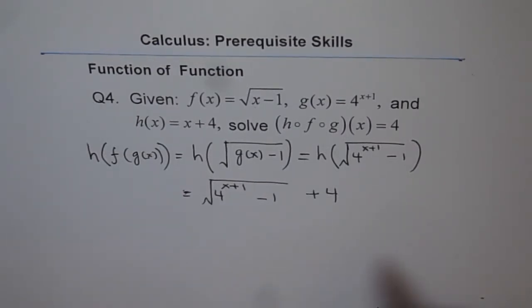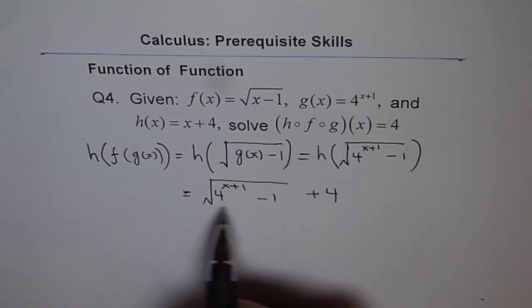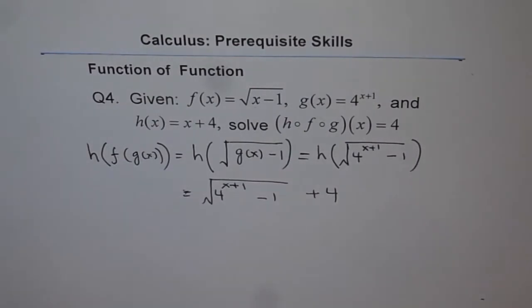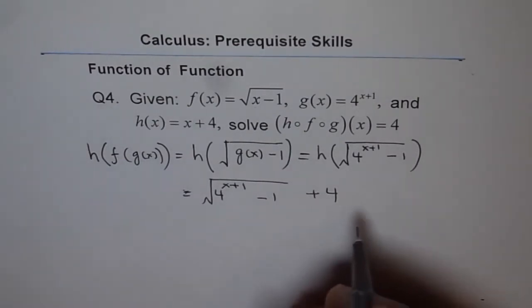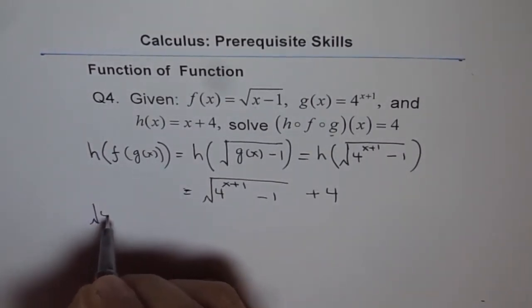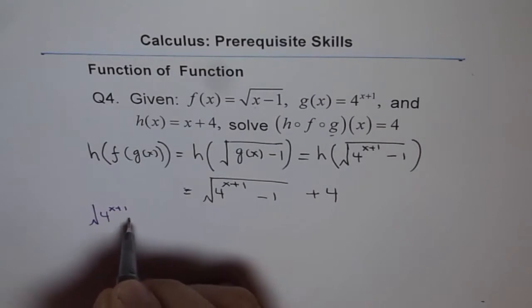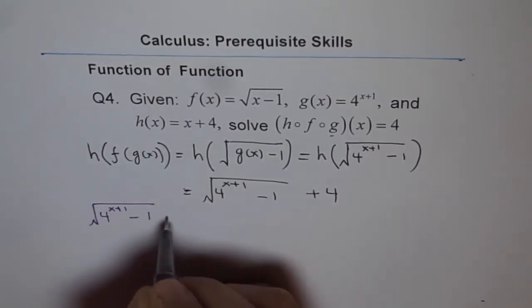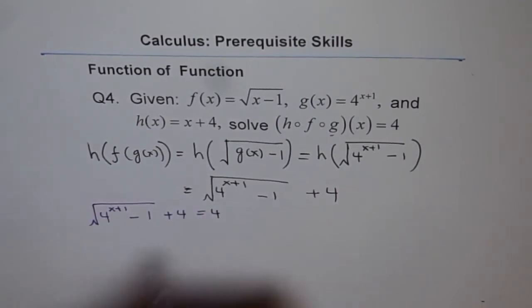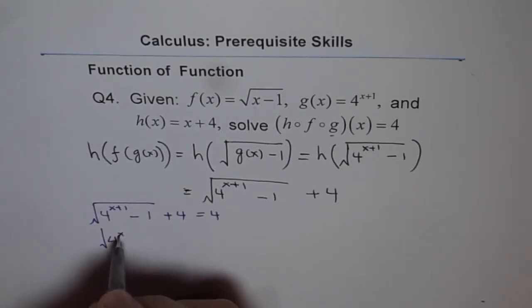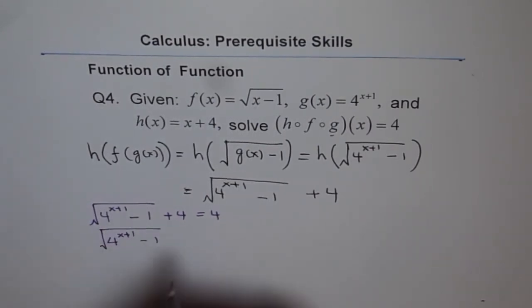Now what we need to solve is this equation. We are given that all this is equal to 4. Let's now try to solve this equation, so let me use another color. We want to solve square root of 4 to the power of x plus 1 minus 1, plus 4 equals 4, right? Now if I take this 4 to the other side, I get square root of 4 to the power of x plus 1 minus 1 is equal to 0, correct?